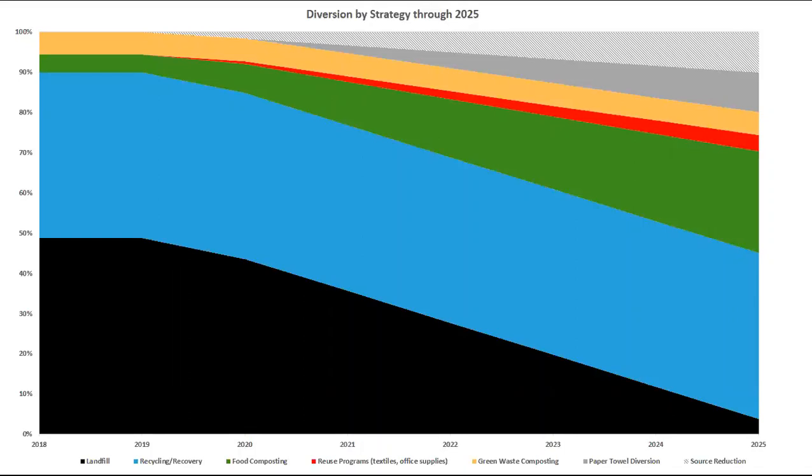Paper towel diversion is the next chunk up, the solid gray section. We spend about $100,000 a year on paper towels, which is amazing and sad at the same time. And this is a source that could easily be eliminated by moving the campus over to hand dryers, which is something that we'll likely be doing in the future.